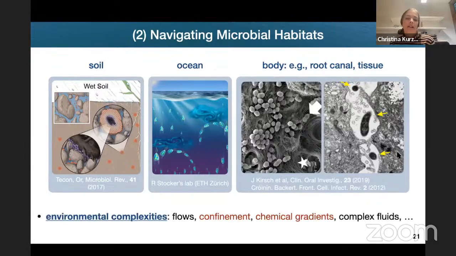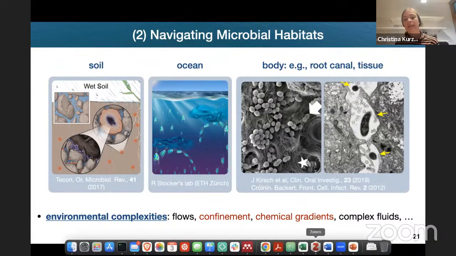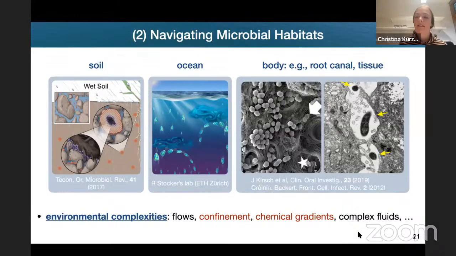Now in all these environments, cells are subject to different environmental complexities that include flows, confinement, chemical gradients, complex fluids, and so on.